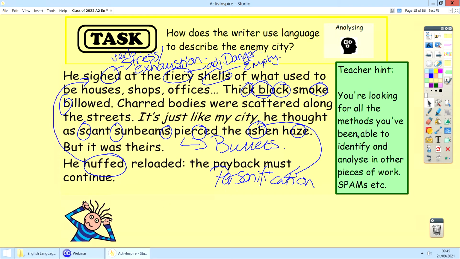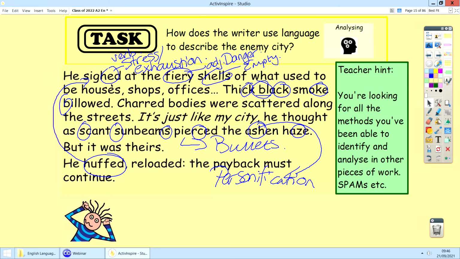So we're looking for all the methods. The teacher hint here is that we're looking for all the methods we've been able to identify and analyse. So here we've got a question at the top. So we're going to analyse: how does the writer use language to describe the enemy city? Now, we know that a how question equals methods. This means your metaphors, your similes, your sibilants, your adjectives, your verbs, but also your different sentence types that we've just had a look at.